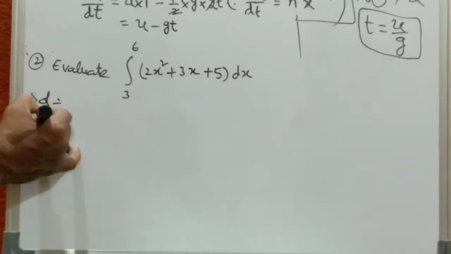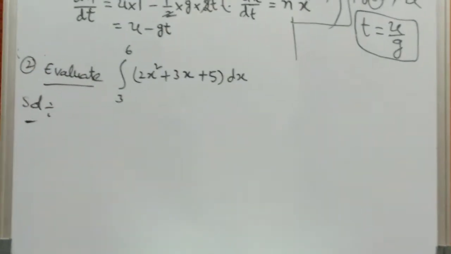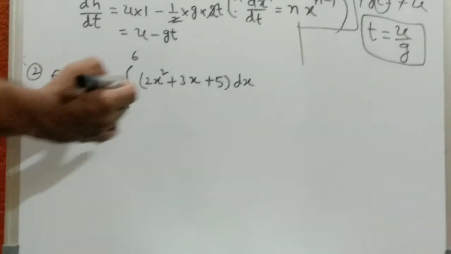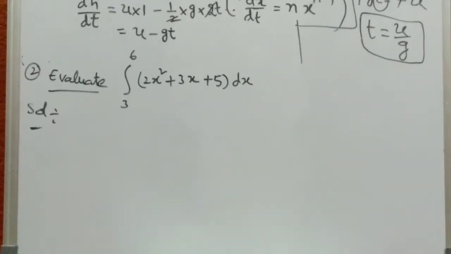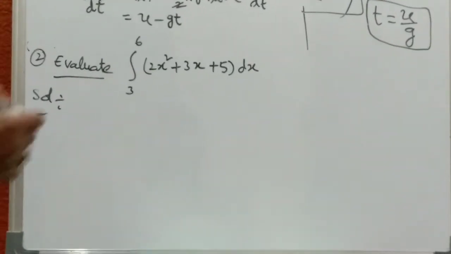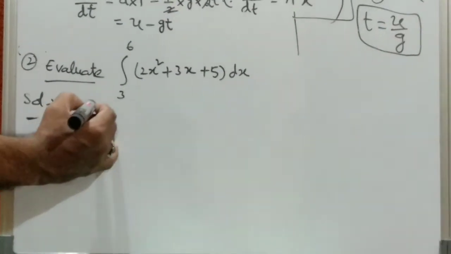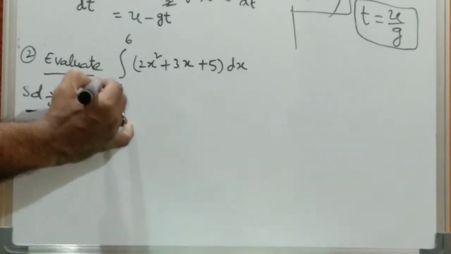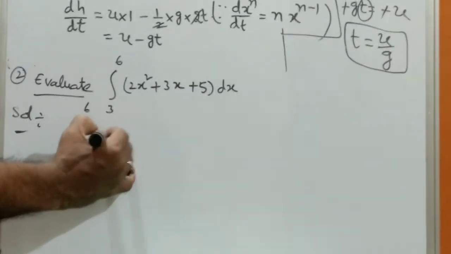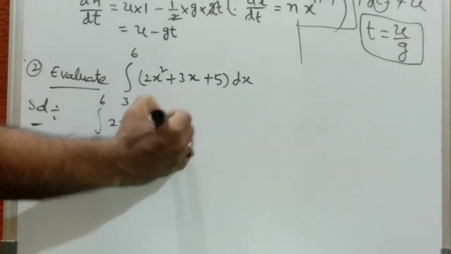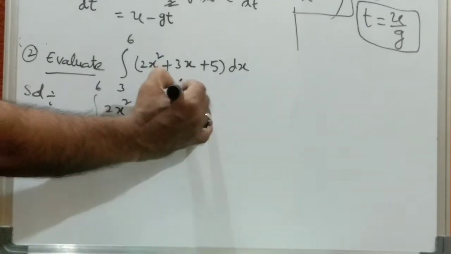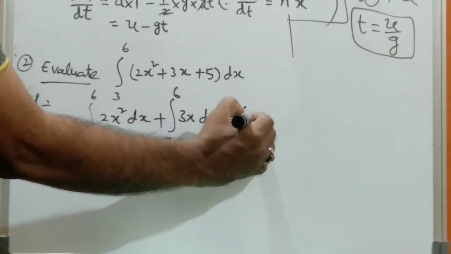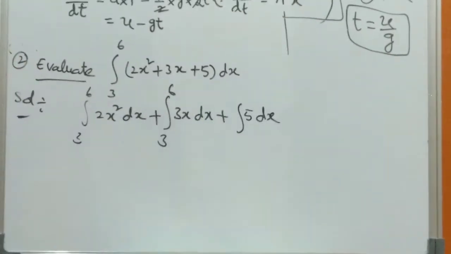Now we will see another one, evaluating the integration with lower limit 3 and upper limit 6 of 2x squared plus 3x plus 5 dx. This is an integration problem. First we find the integral from 3 to 6 of 2x squared dx. I separate this, plus the integral from 3 to 6 of 3x dx, plus the integral of 5 dx.